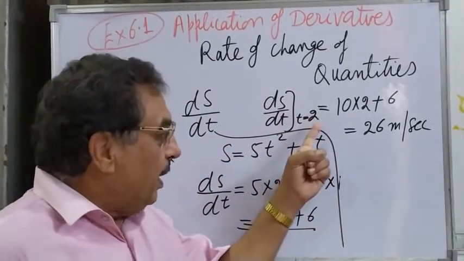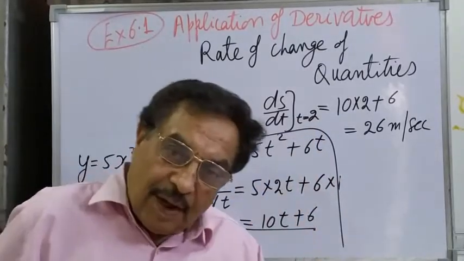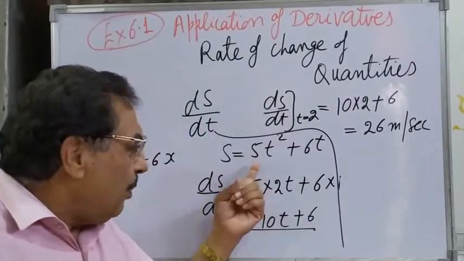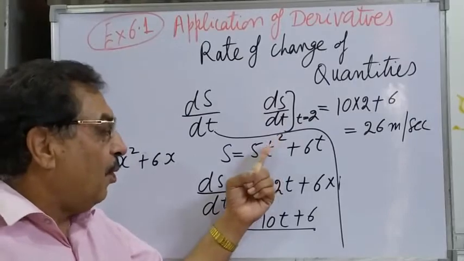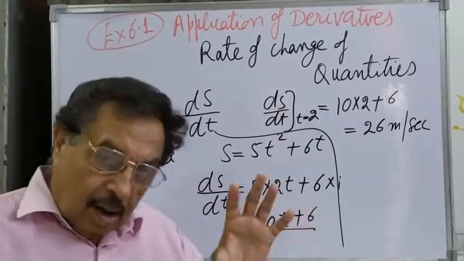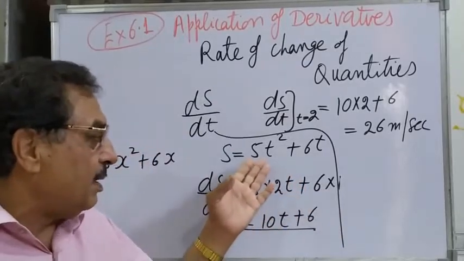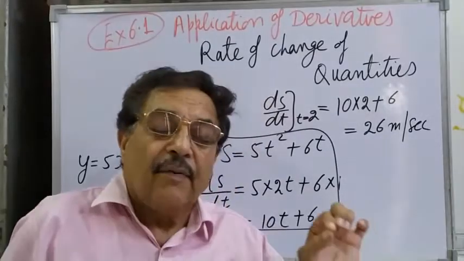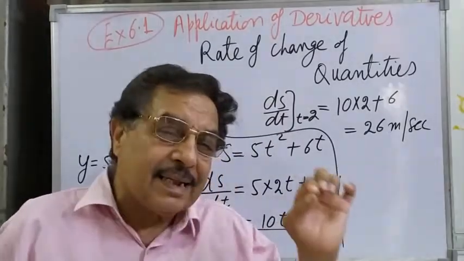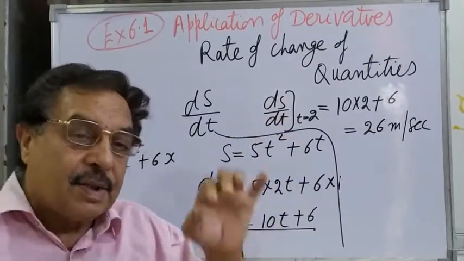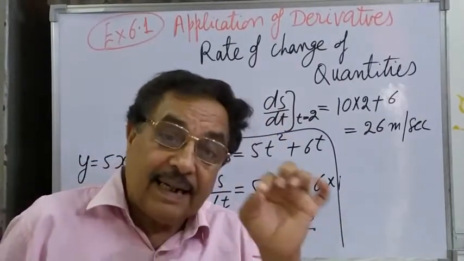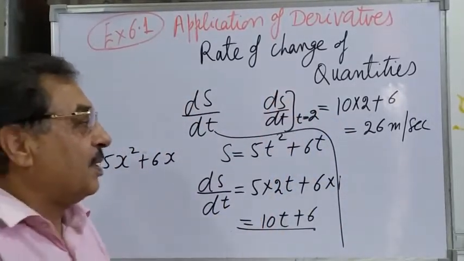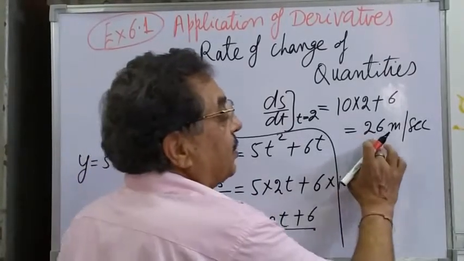That is, in case we want to find the total distance moved by the ball in 2 seconds, we simply put 2 here. 2 squared is 4, 20, 12, 32. In 2 seconds, the distance traveled is 32 meter. But what is the rate of change of the distance when the time lapsed is 2 seconds? Exactly when the clock clicks 2 seconds, at that instant, how the distance is changing with respect to time. That is 26 meter per second.